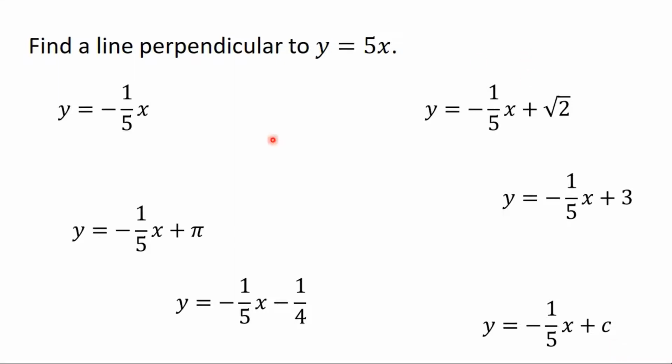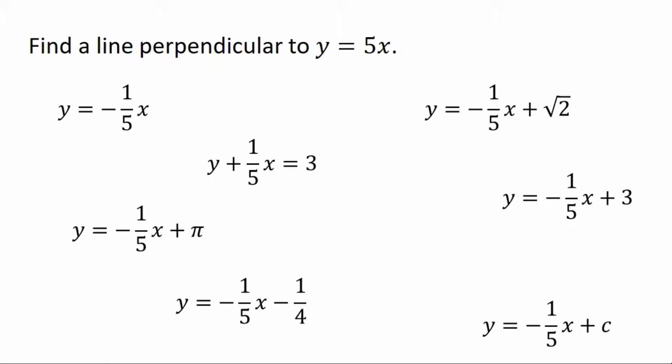Of course, I could also rewrite these in some other form. So I could take this y equals negative a fifth x plus 3, add a fifth x to both sides, and I could write it in this form instead. y plus a fifth x equals 3. So this would still be a line that's perpendicular to y equals 5x. It's just not immediately obvious that it is because it's written in a different form. It's not in the form y equals mx plus c.